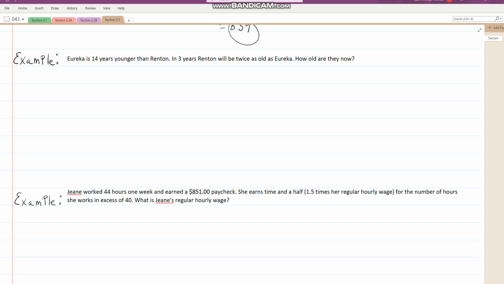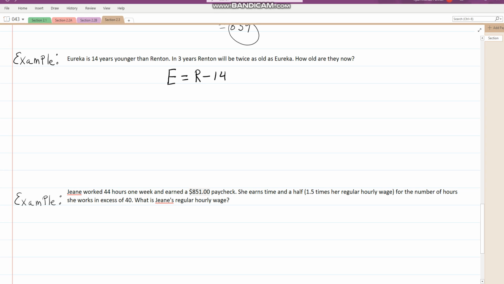Okay, so we have to break up the first sentence into an equation, second sentence an equation. First sentence, Eureka is 14 years younger than Renton. So I'm going to write that information as capital E equals Renton minus 14. If I take Renton's age minus 14, I get Eureka.